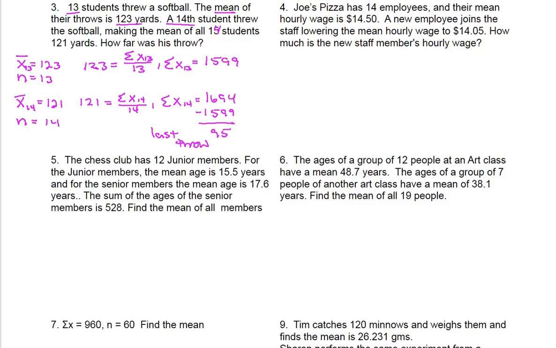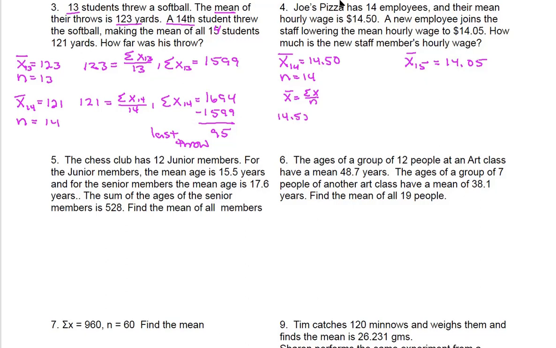So just like the other problem, what we've got is 14 employees and we know their mean of their hourly wage is $14.50. So that's our mean. And of course, that's with n pieces of data being 14. Now, what happens is a new employee joins, and now the mean is lower. With 15 people, the mean is $14.05. Clearly, the new guy is making a little bit less money than everyone else is. Now, again, the n is going to be 15.